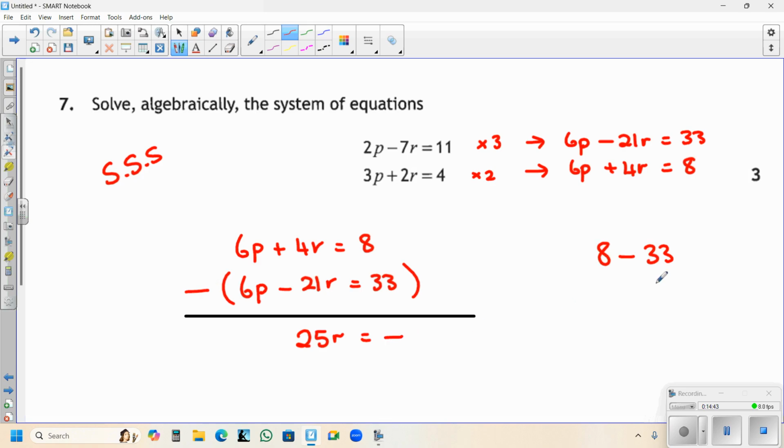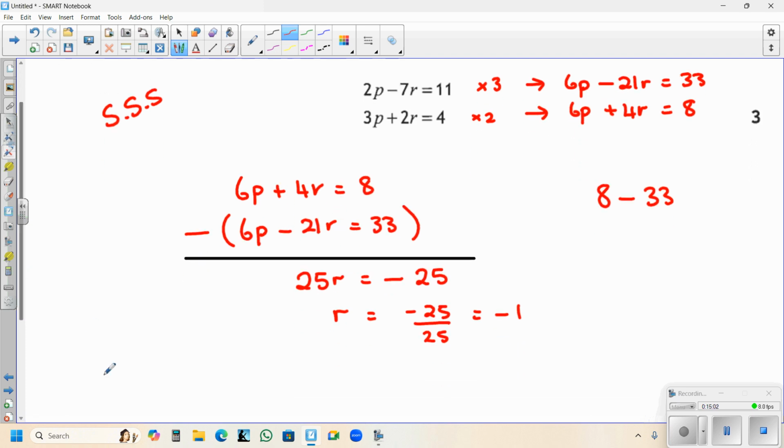I'm going to make it easy for myself. What's 33 take away 8? It's 25, I know it's negative 25. So 25r is equal to negative 25. R is equal to negative 25 divided by 25, which is equal to negative 1.